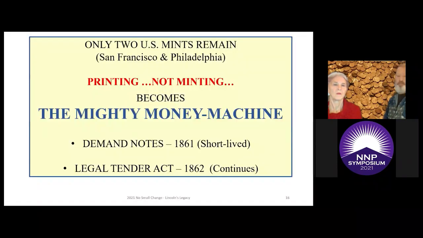Okay, now, we only have 2 minutes left in the North. We have a lot of pressure for money. As a matter of fact, the war by 1862 was costing $2 million a day. For a land war and the Navy. The mints could not produce that kind of money.